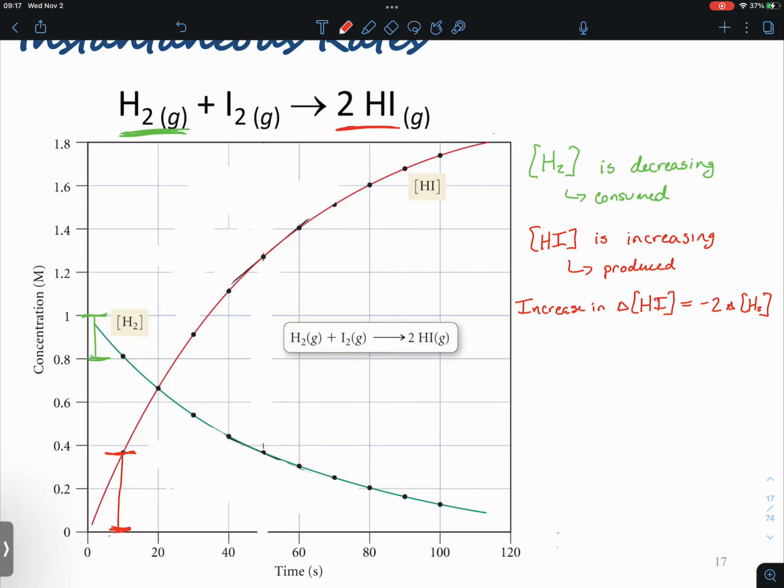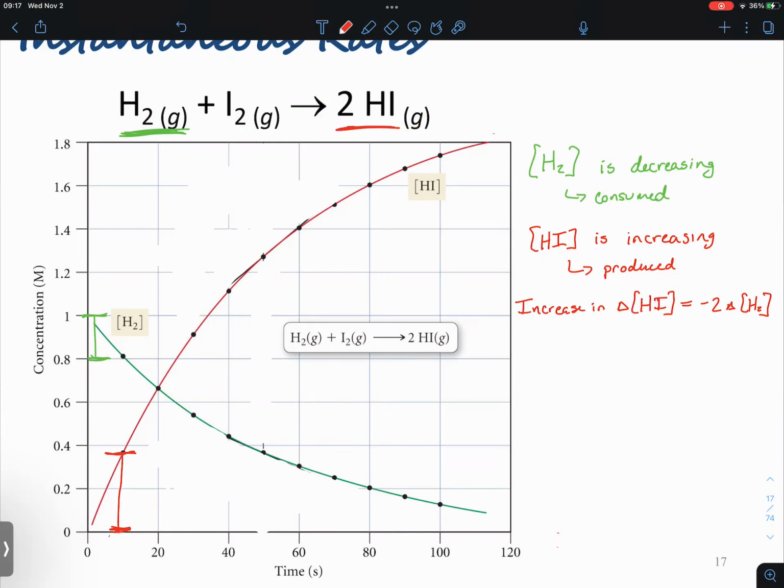So our delta HI is twice as much and in the opposite direction as our change in hydrogen gas concentration. That's why, when we do our rate expressions, we would have taken this one and divided it by 2 for monitoring the hydroiodic acid concentration.